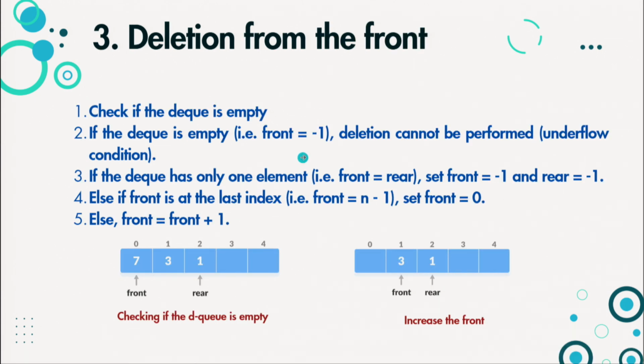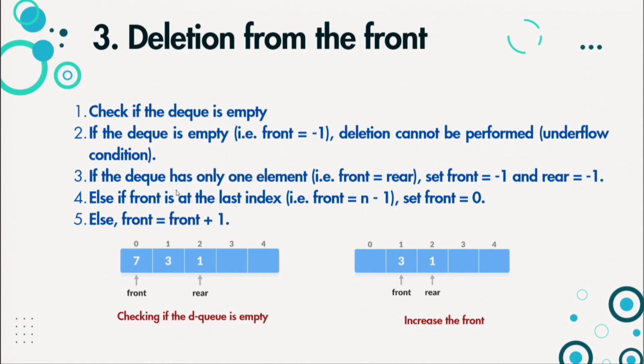The third operation is how to do deletion at the front position. By the very principle of queue using arrays, we need to always check whether the queue is empty or not. In the same way we first check whether your DQ is empty or not. If the DQ is empty, in that situation front will have a value of -1, and thereby we decide the DQ is empty, and so we prompt that the deletion operation cannot be performed because it is an underflow situation.